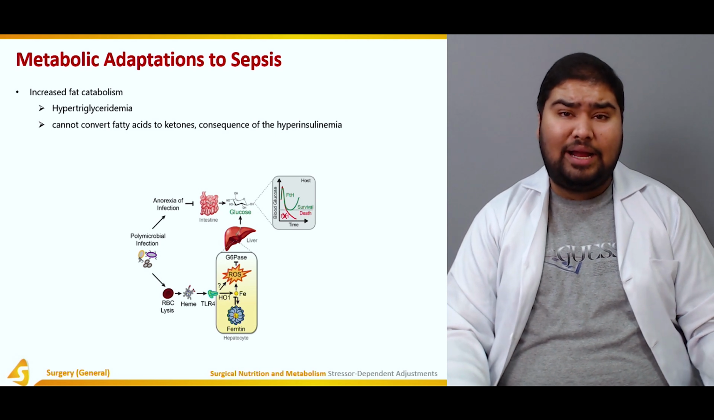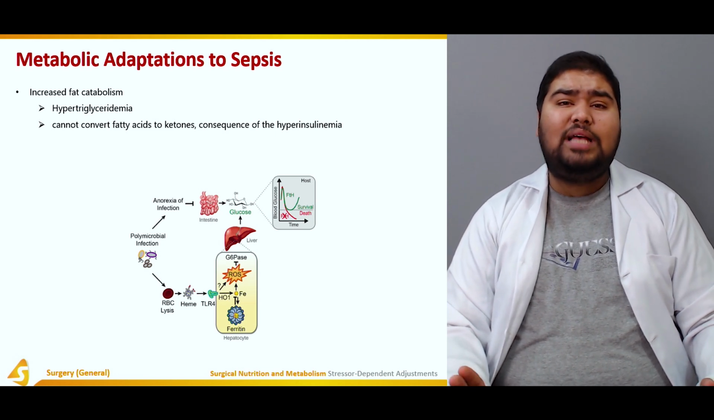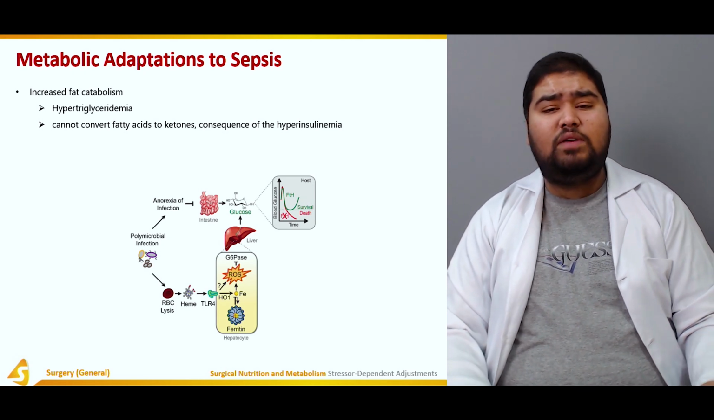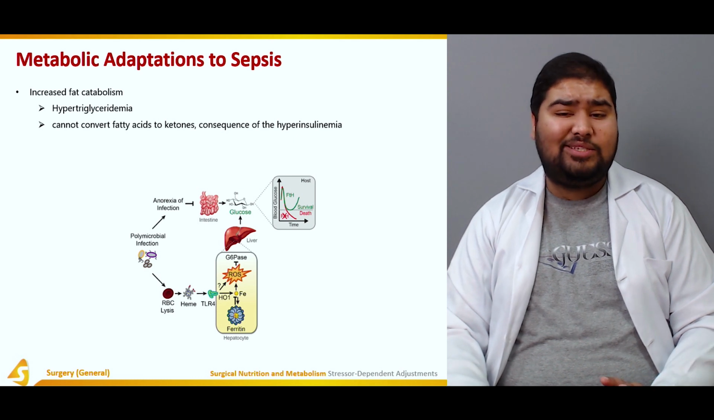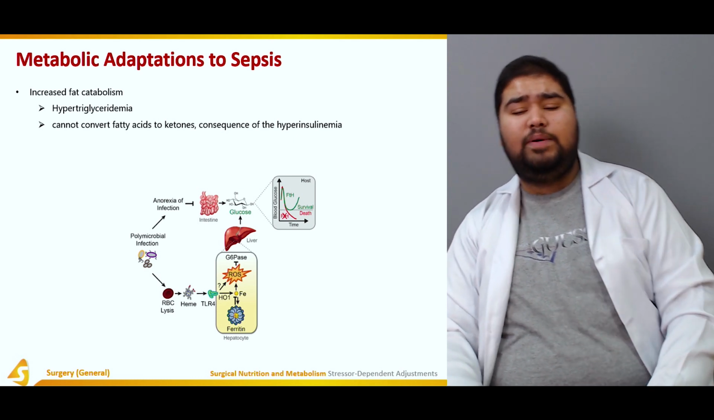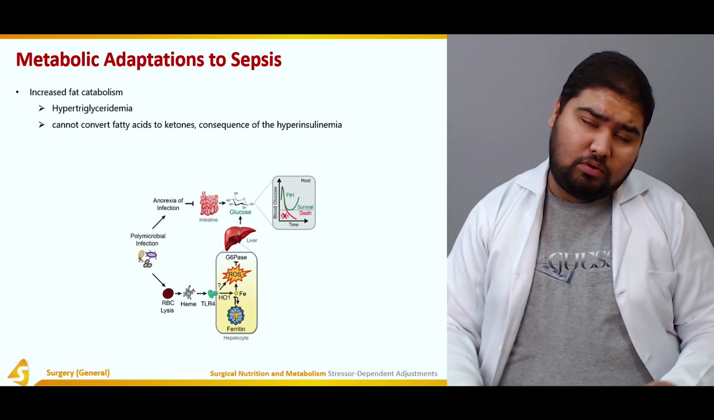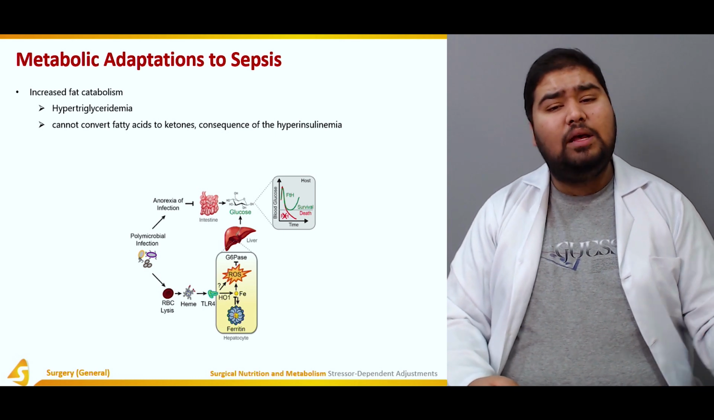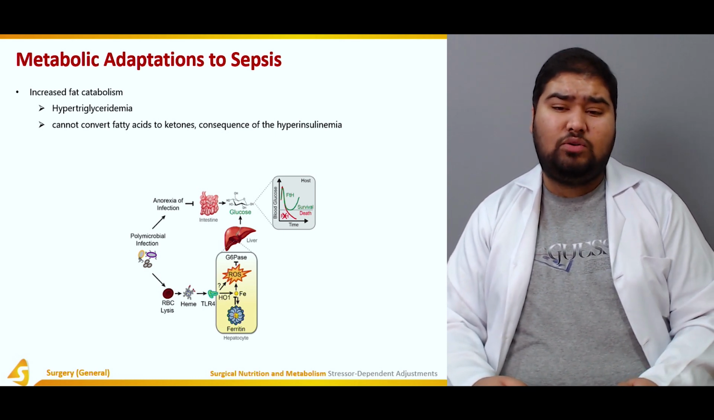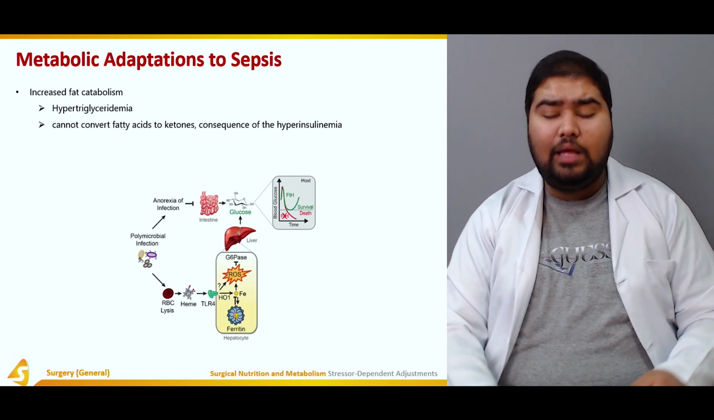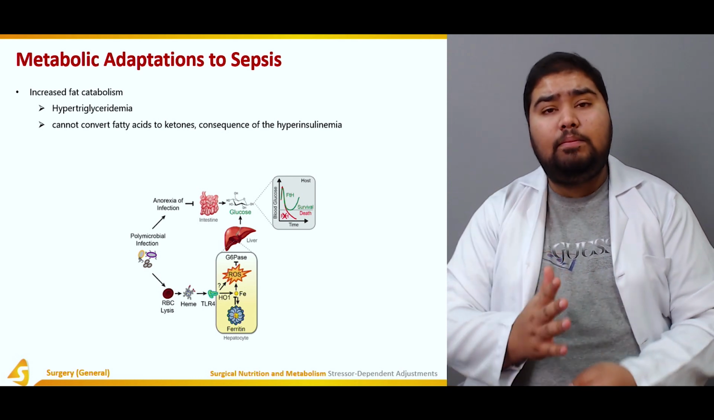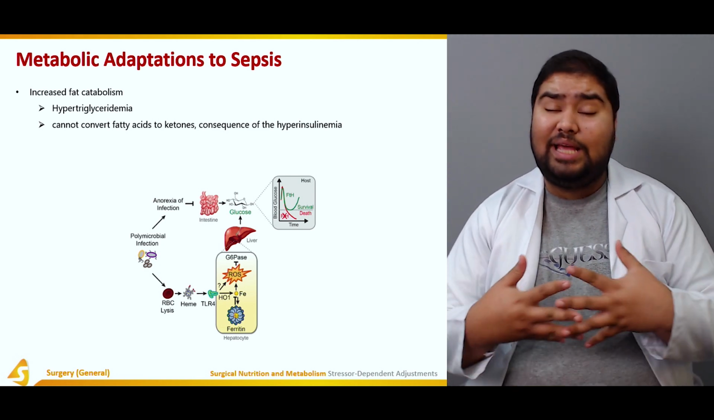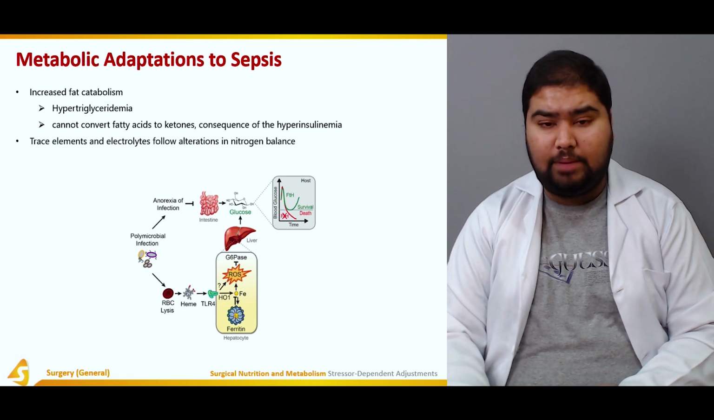There's hypertriglyceridemia. This hypertriglyceridemia contributes to hyperglycemia. It cannot convert fatty acids to ketones, which is a consequence of hyperinsulinemia. So as this process is progressing, there's hyperinsulinemia, and the fatty acids cannot be converted into ketones, so the body is stuck there as well. A jumble of complications is taking place now. The body is stuck and is in a very bad shape.